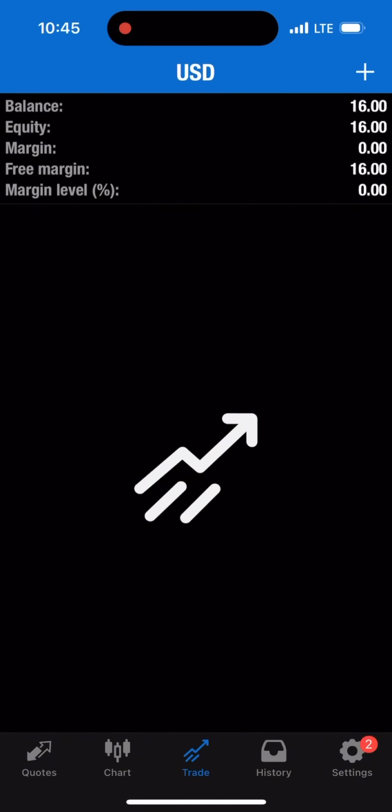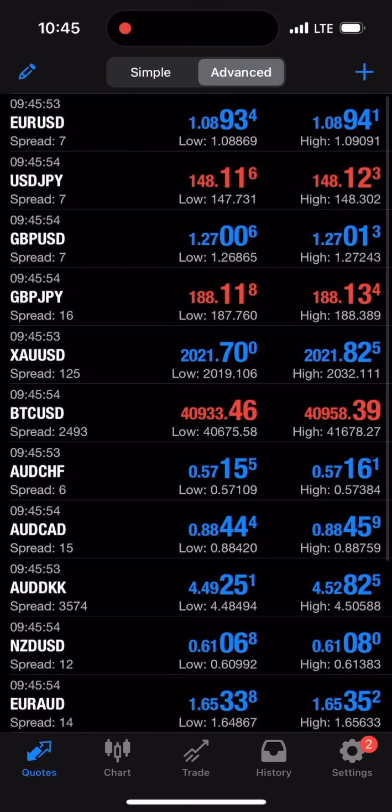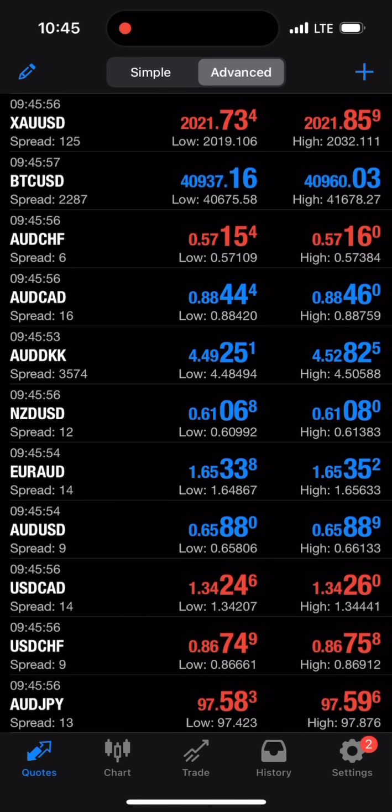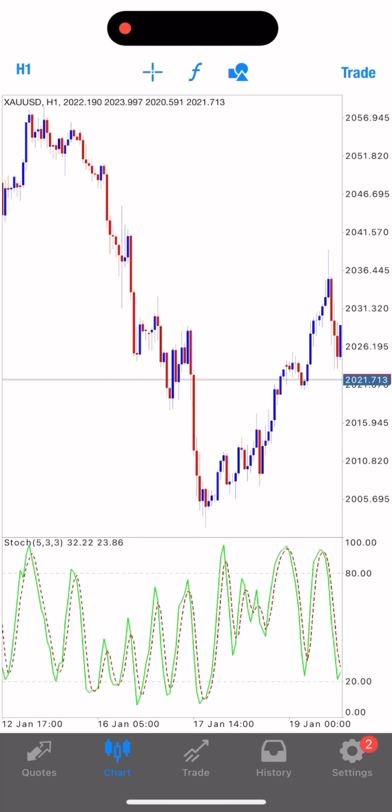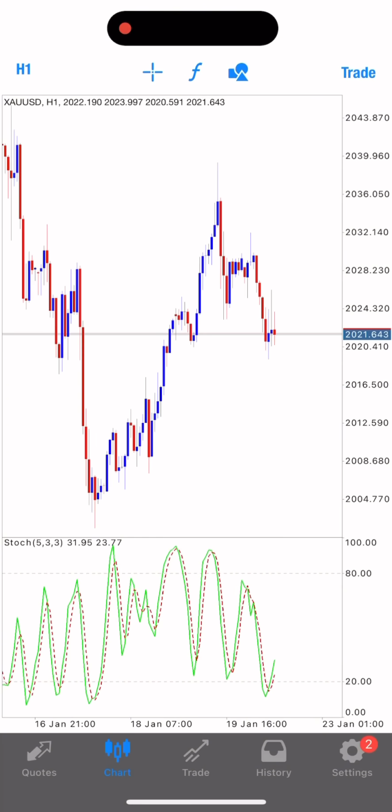So today I just deposited $16 and I'm gonna be trading with this account. I'm gonna be showing you guys how I'm gonna be doing this step by step. Okay, so the currency which I'm gonna be trading today is the ZAR USD. I'm looking at ZAR USD right now.